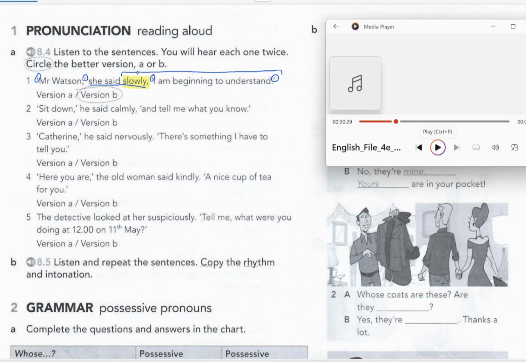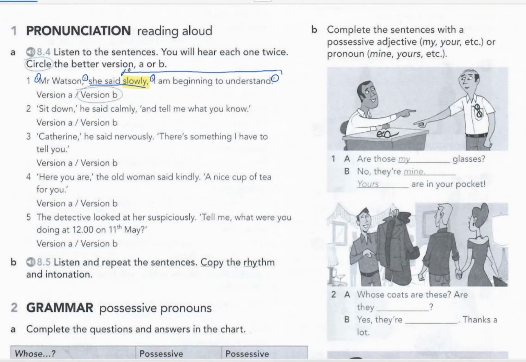You see, guys? So we remove this part, because it's not part of the direct speech. Direct speech starts from the quotation mark, guys. So version B is done here. Okay, now we're moving to number 2.